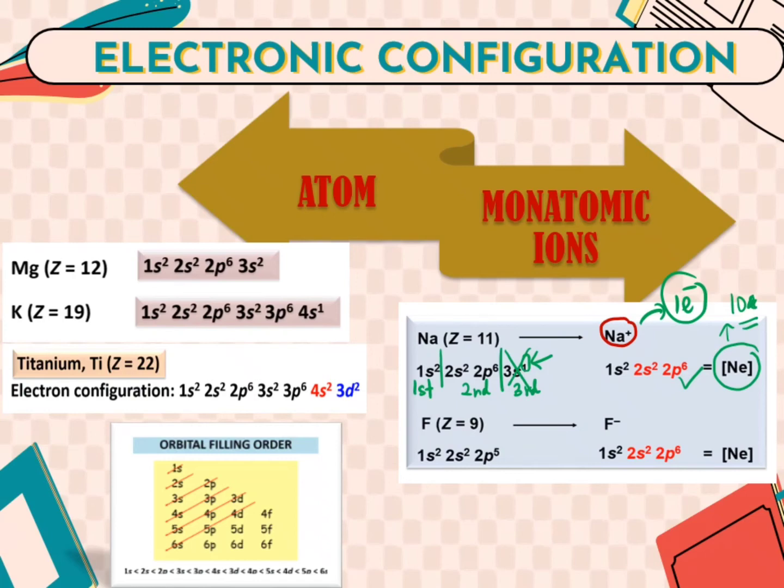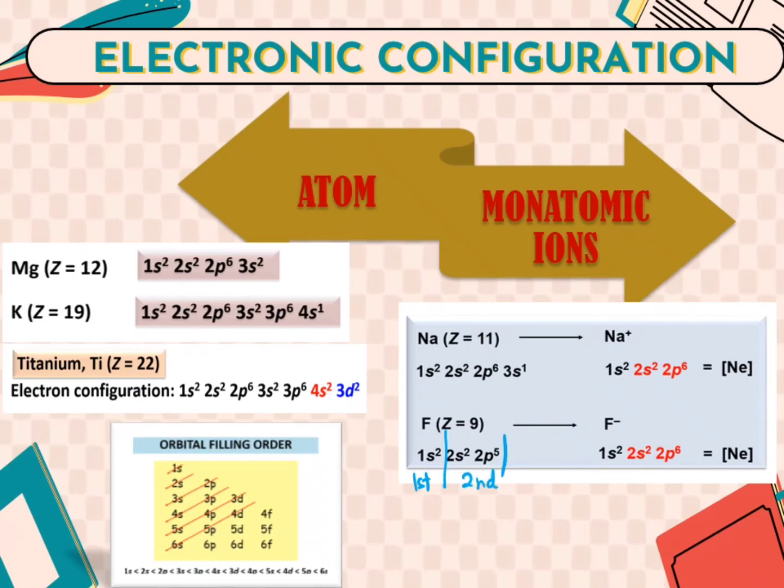Okay, so next kita ada fluorine. Boleh lihat pada fluorine, the proton number 9. So write the electronic configuration 1s2, 2s2, 2p5. Make sure mesti ada 9 kelas. So saya bahagikan. Ini ada first shell, yang ini adalah second shell. So daripada F atom become F minus. It means that it will receive 1 electron.